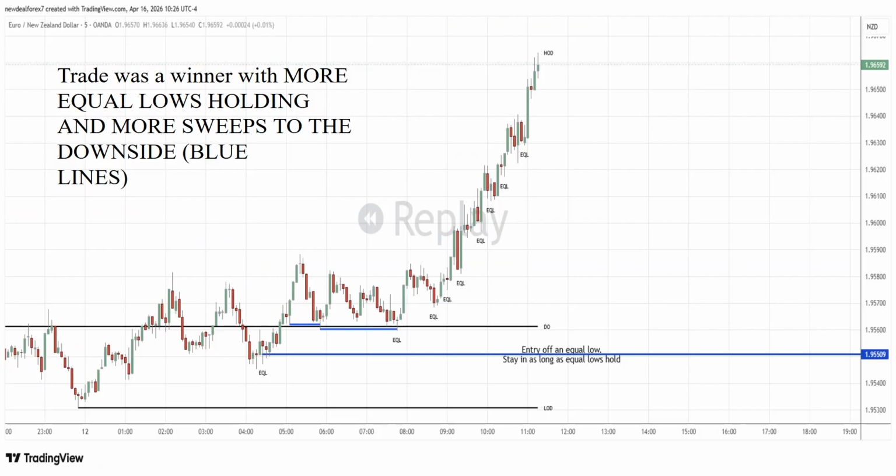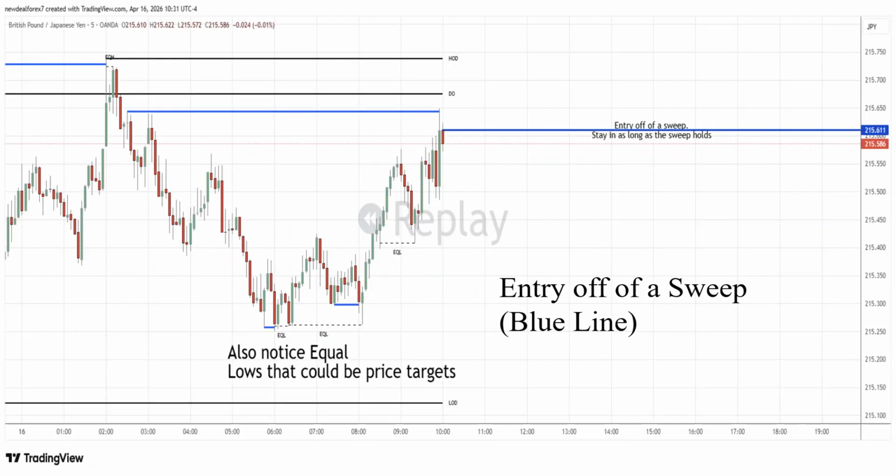Here's the result, right? So this trade was a winner with more equal lows holding and more sweeps to the downside. Sweep right here, here, and then steady equal lows. Okay, nice trend upward. That's it. That's all I'm looking for. If it's not doing something like this or something very similar, you might not have a candle 3.